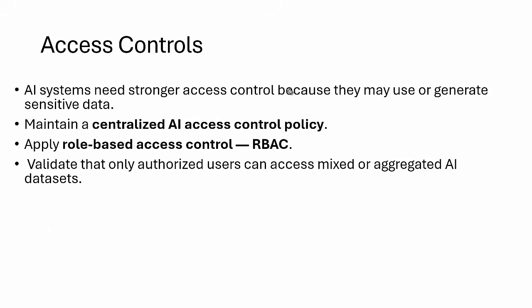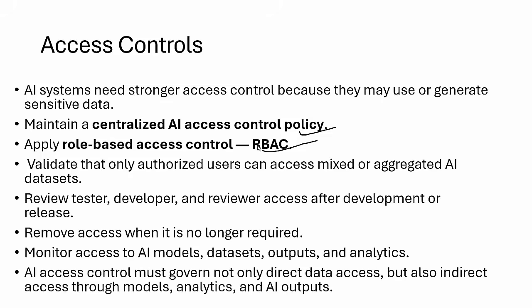Now, the next thing is called access control. As I said, access control is very important. From the governance perspective, make sure we have a centralized access control policy by which we can enforce everything. If you have a department-based model, you can have role-based access control. Make sure you validate that only authorized users can access the data. Remove access when not in use, monitor the access model, and make sure everything is governed properly. That is a very important part.